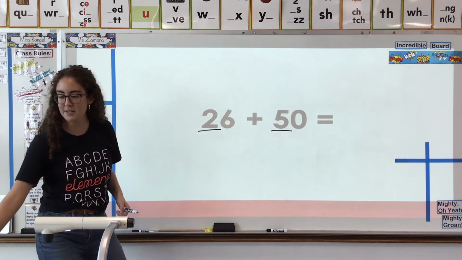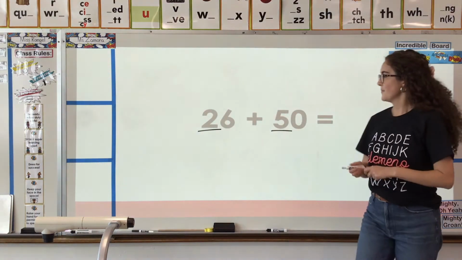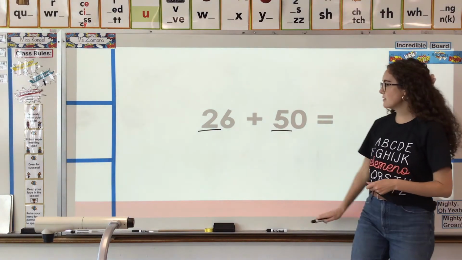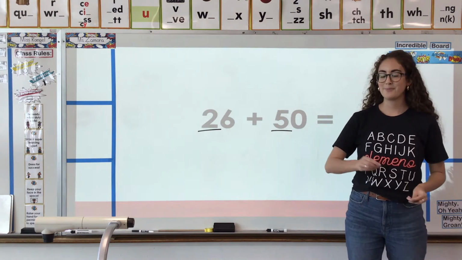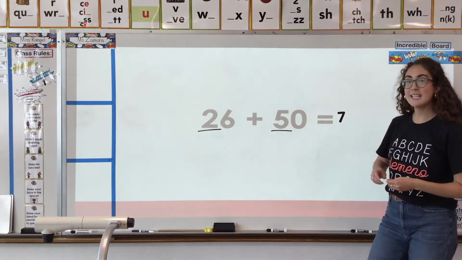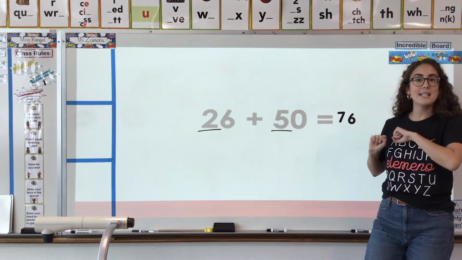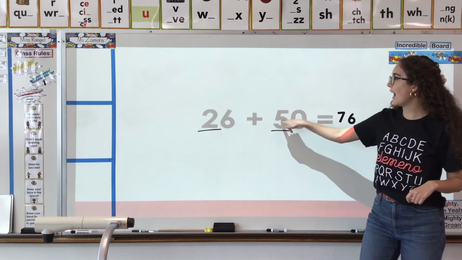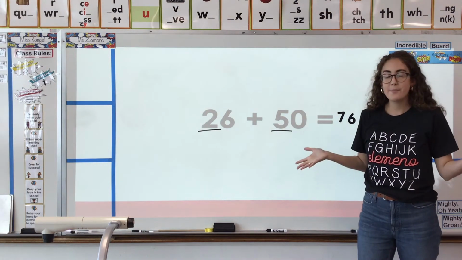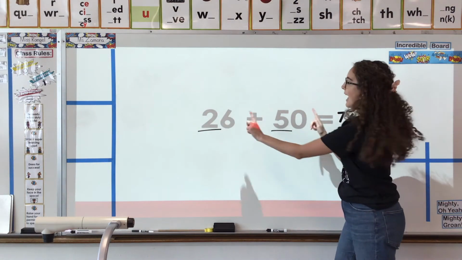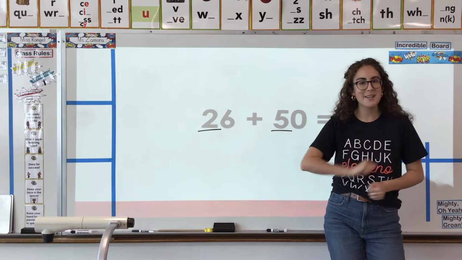Okay, we're going to add numbers in the same place. What would we get? How many tens do we have? How many ones do we have? We have 7 tens and we have 6 ones, so our answer is 76. 2 plus 5 equals 7, and 6 plus 0 equals 6. We added the tens together, and we added the ones together, because that's how our place value knowledge works.